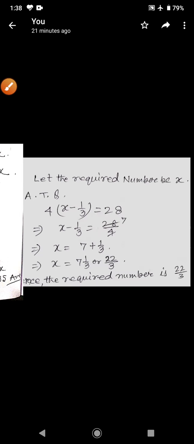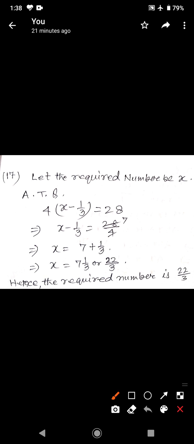When 1 by 3 is subtracted from a number and the difference is multiplied by 4, the result is 28. Find the number. Let the required number be x. According to the question, (x minus 1 by 3) multiplied by 4 equal to 28.